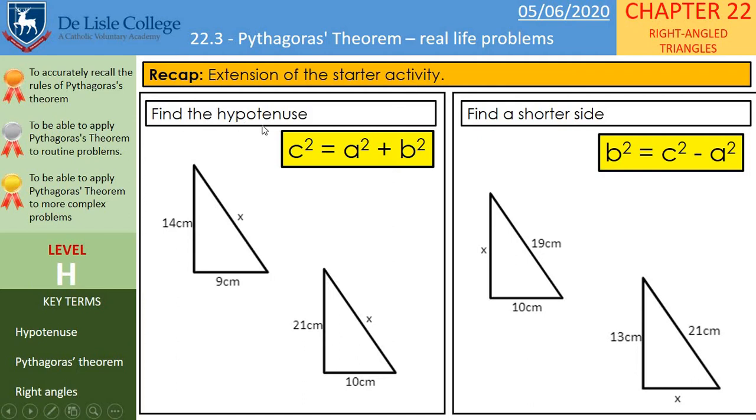So find the hypotenuse, which you now know is the longer side, and then two questions on finding the shorter side. And if you could please round your answer to one decimal place where necessary. Lovely, please pause the video as you do this.